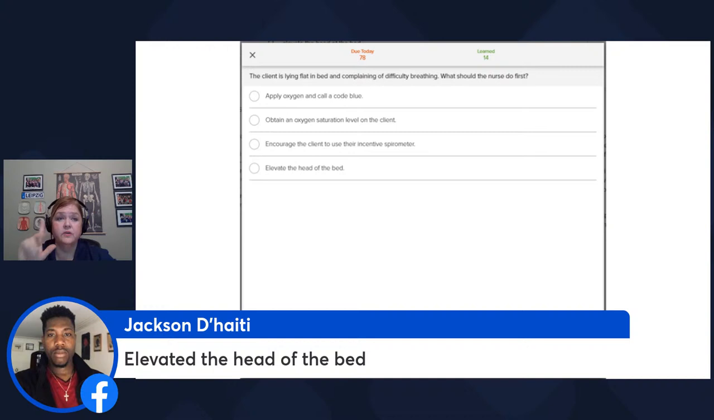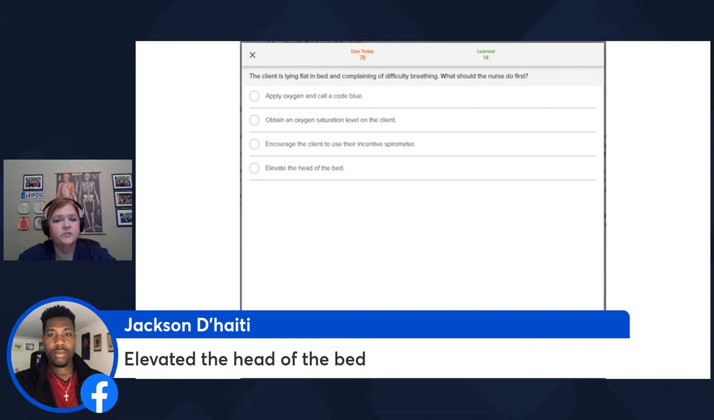Obtain an oxygen saturation level on the client. Well, that's not a bad idea, but what is the problem? What's the topic of the question? They can't breathe. Will getting an oxygen saturation help them breathe or resolve the problem? Nope. That's why it's not an answer choice.